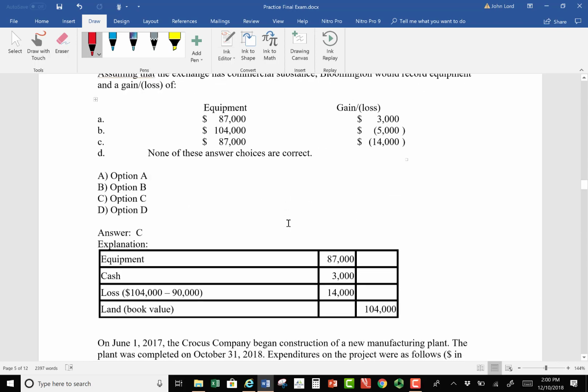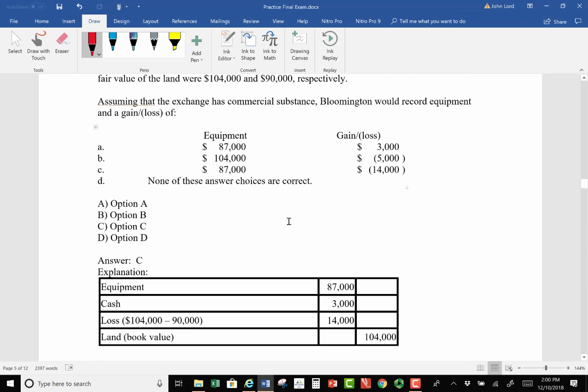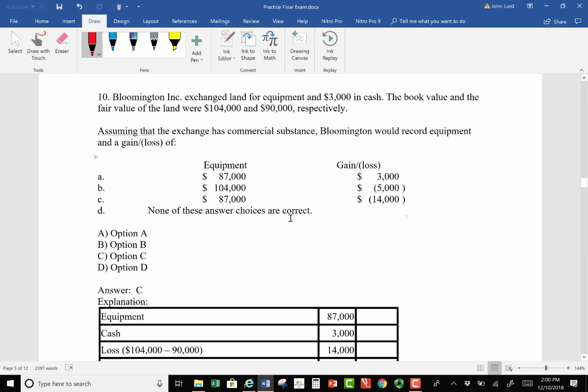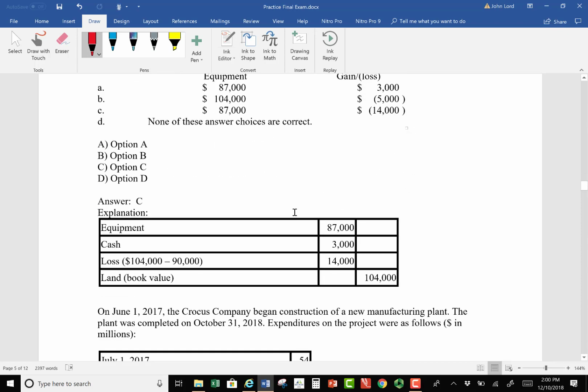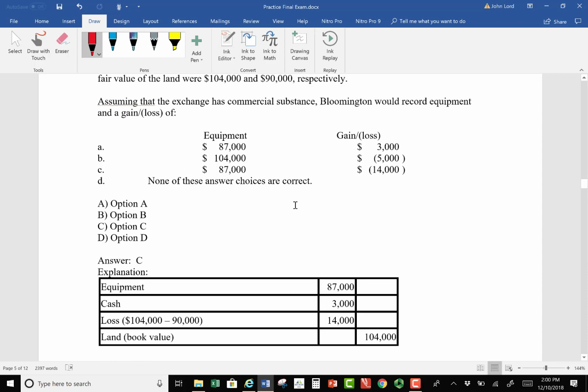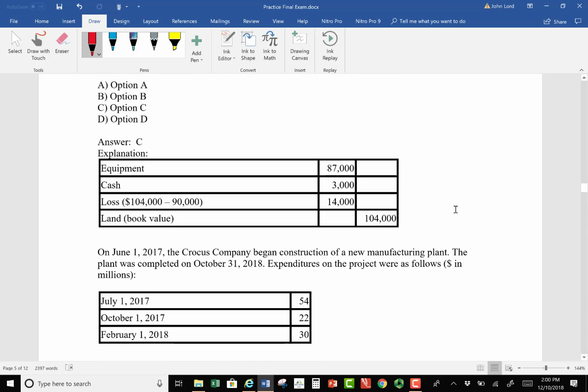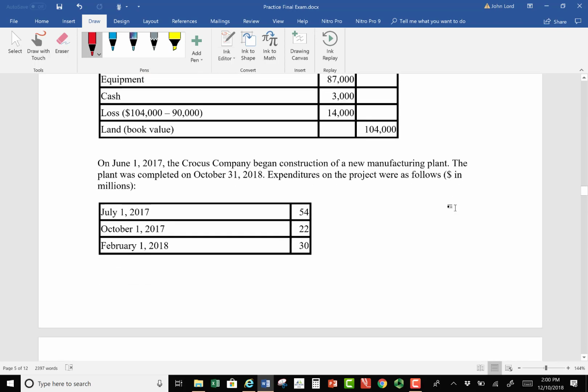Well, how is this one different than the other one? Same exact question? Okay, well, I loved it so much I put it on there twice. I think maybe what I was thinking is if it lacked commercial substance, it's the same thing. Maybe I was going to change it to lacking commercial substance. You still take the loss, don't you? Okay. So there would be no difference there between lacking and having. Okay, all right. So that's it for those.